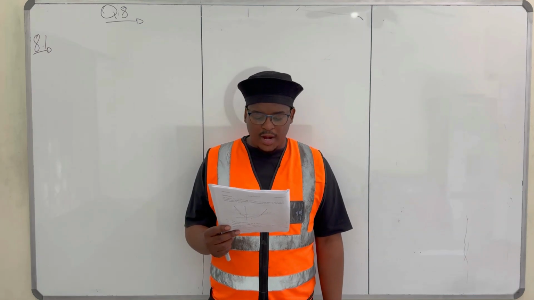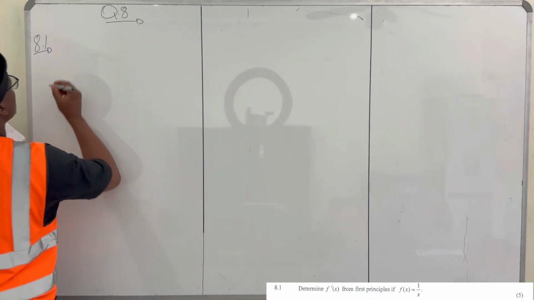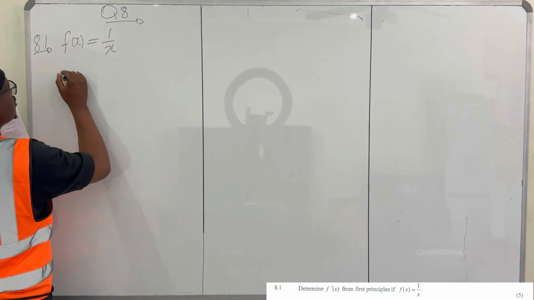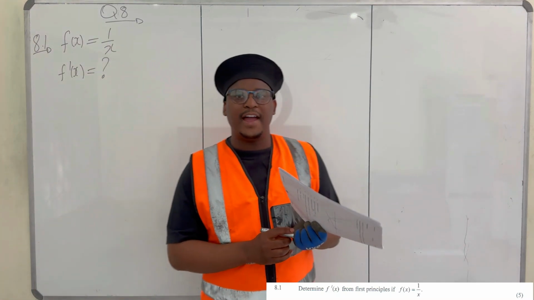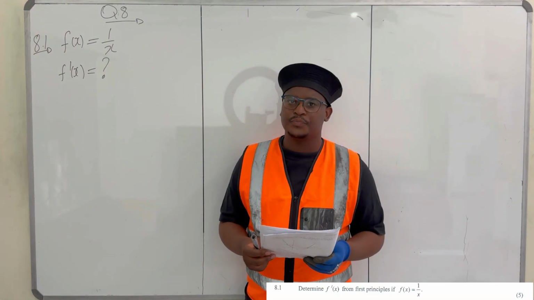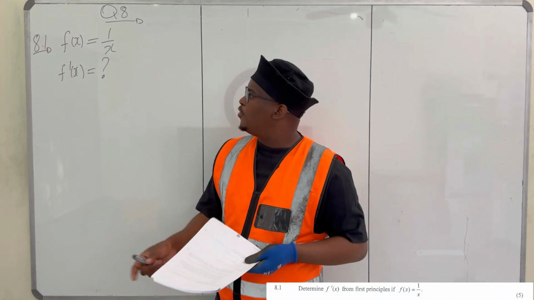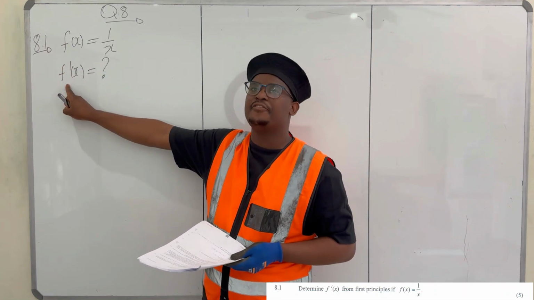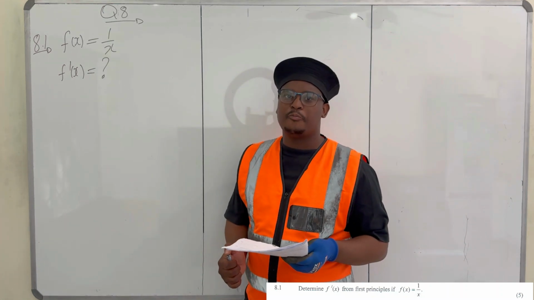So let's go. 8.1. Determine f prime of x from first principles if it is given that f of x is equal to 1 over x. So you're given that f of x is equal to 1 over x, right? They want you to find f prime of x, which is the derivative of f with respect to x. That's what they're looking for. From first principles. What does it mean from first principles?